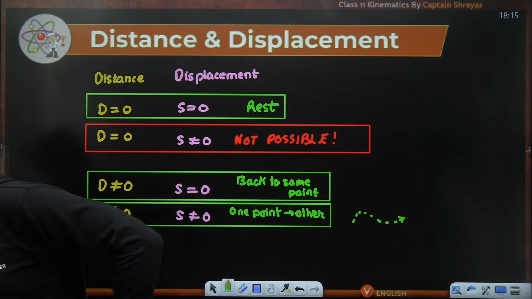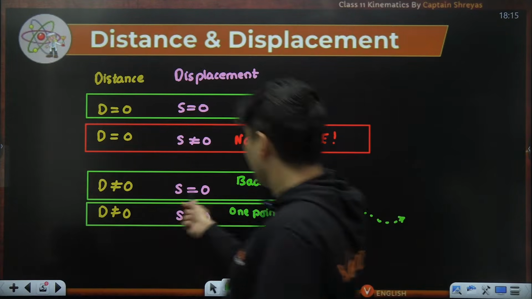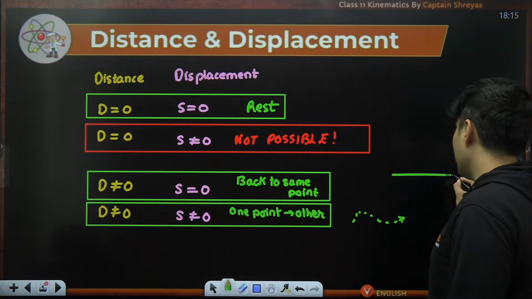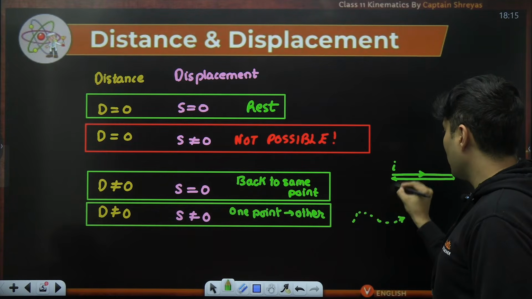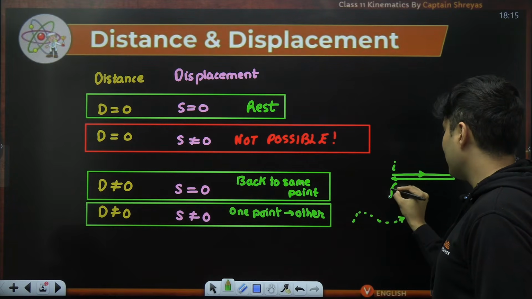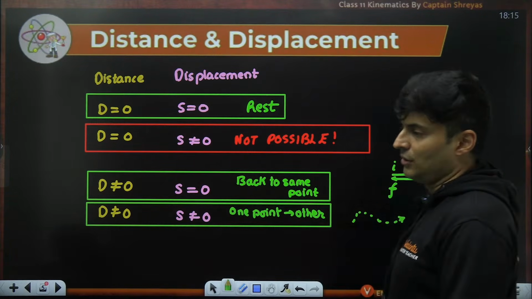Okay, just check it out. I just gave you the example right now. Fourth is possible, of course. Third is also possible. If I go like this and I come back to the same point, what has happened? My initial location and final location both are the same. So in that case, distance is there, but displacement is not there.